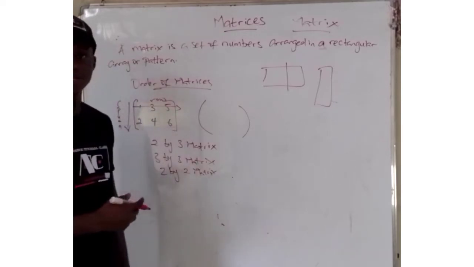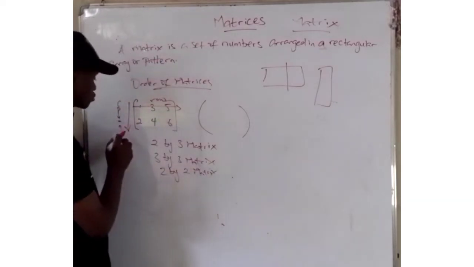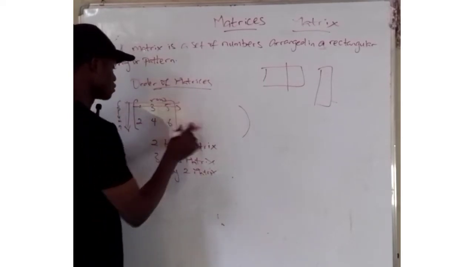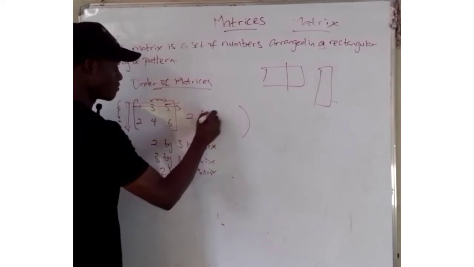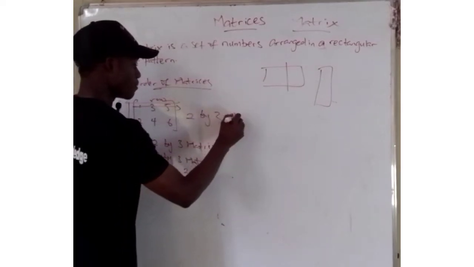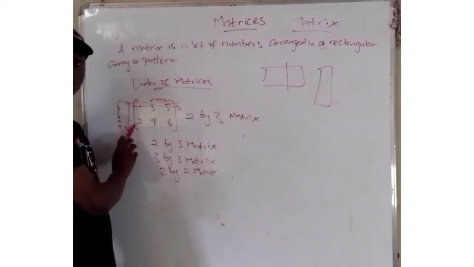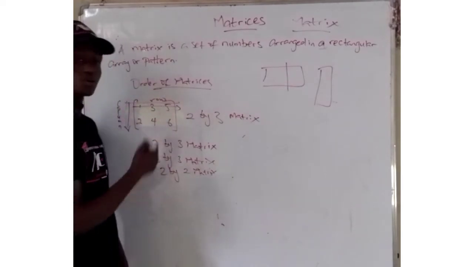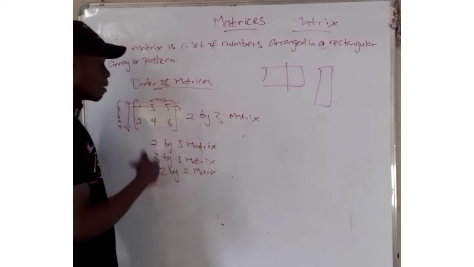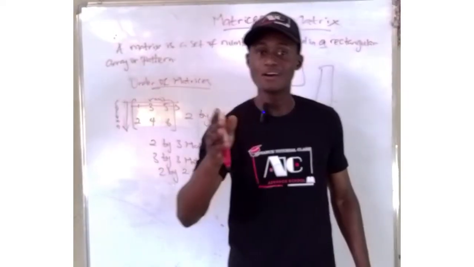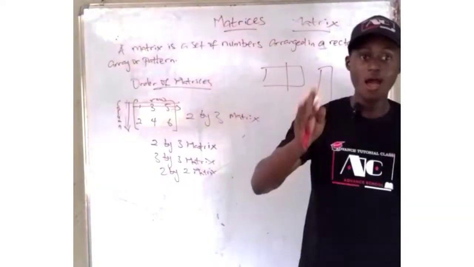When you are looking at matrices, you name them according to the columns first, then the rows. So for example, this kind of matrix is a 2 by 3 matrix because there are 2 numbers on the column and 3 numbers on the row. So this is a 2 by 3 matrix. But if you have a square matrix, a square matrix is a matrix that has equal numbers of numbers on the row and on the column.